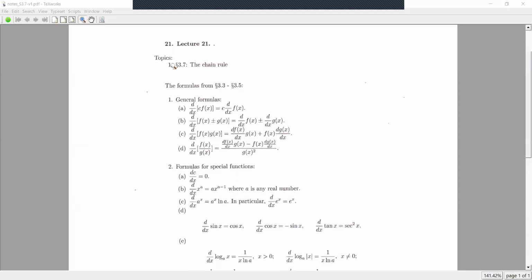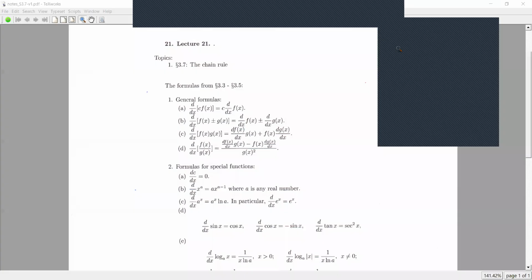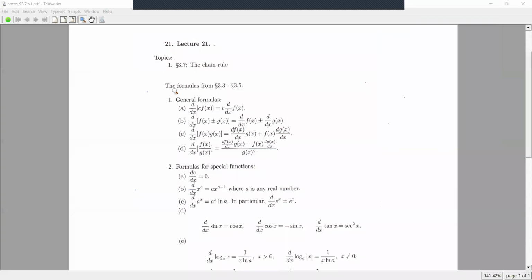Today, we study section 3.7, the chain rule. Take a review about the derivative formulas from these three sections. In these three sections, there are 10 formulas. I divide these 10 formulas into two groups. The first group is for general functions, and the second group is for special functions. Each group has 5 formulas.